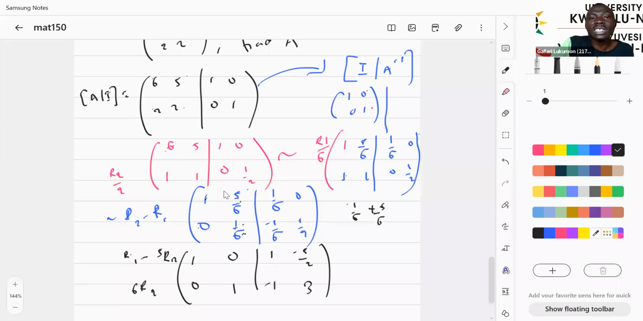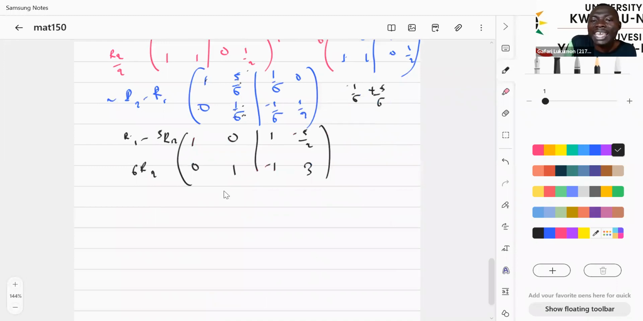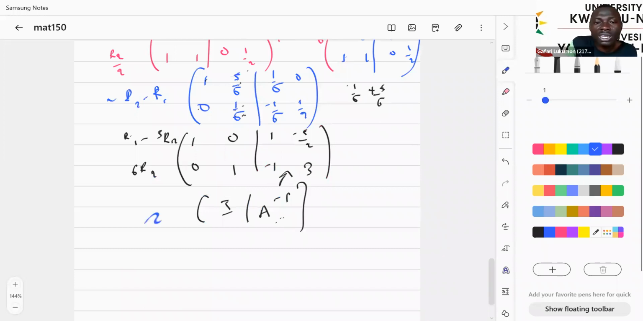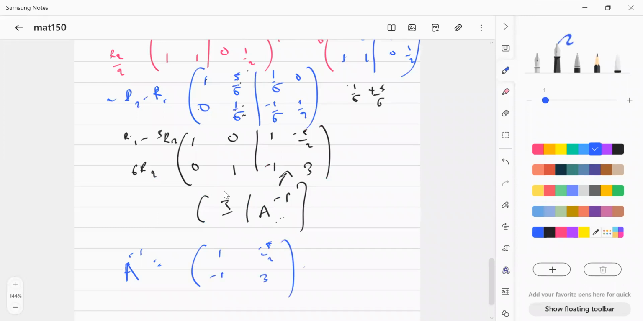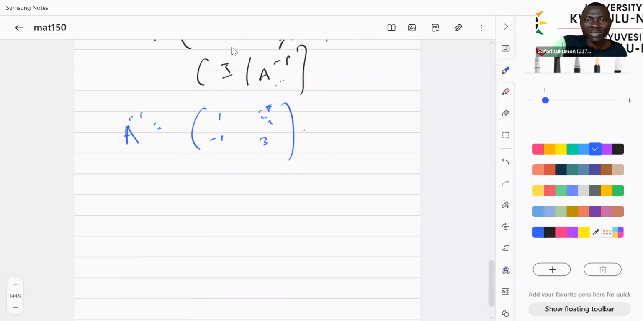You understand now? You can see at your left-hand side now, we have A inverse. So what you now have at this side is your A inverse. Then you can conclude adequately that your A inverse is equal to 1, minus 5/2, minus 1, 3. That's the first method.